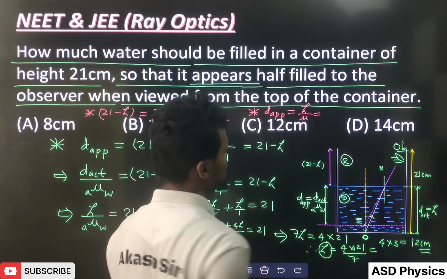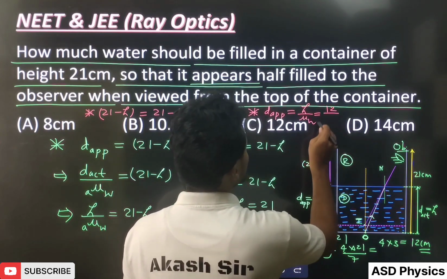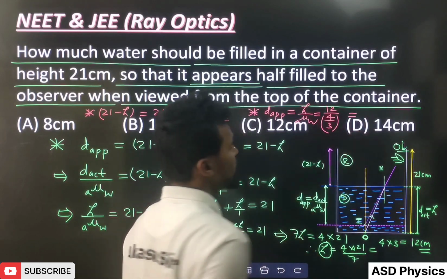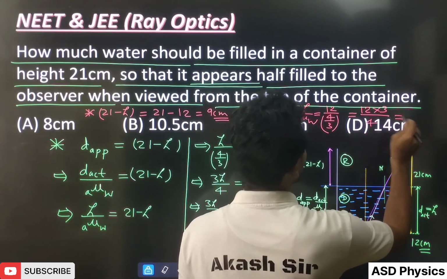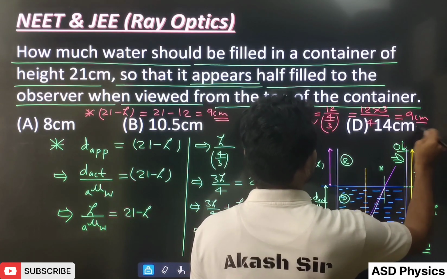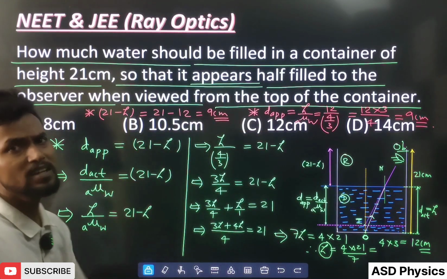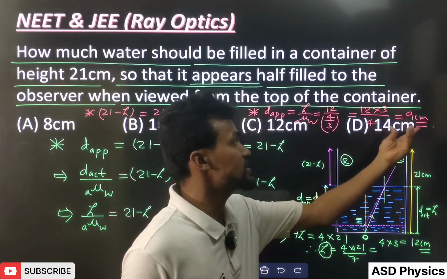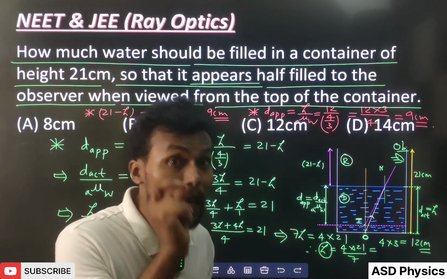So this d apparent, what do we know? H by mu, is it? And what have we got as the actual depth? We have got here 12, and this is water with respect to air, which means 4 by 3. So 12 by 4 by 3 will become, kindly see, 12 into 3 by 4, and it will come to 9 centimeter, is it? So you can see the empty space of the container is 9 centimeter. And what is appearing to the observer? D apparent is 9 centimeter. Both are equal. That means to the observer, it will appear half filled.